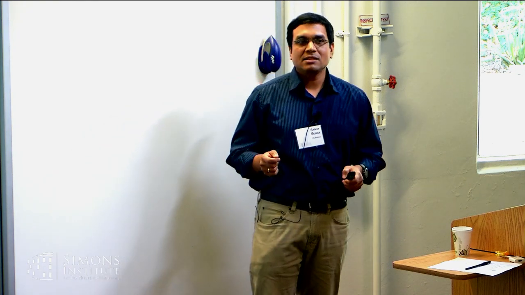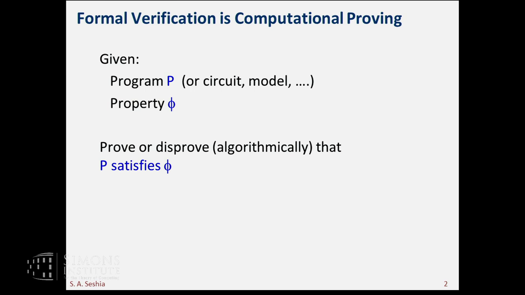Okay, so what is formal verification? Well, basically the essence is it's about computational proof, computational proving. So algorithmic ways of proving or disproving that a program P satisfies a property phi. I'm going to use the term program, but you can think of it as a circuit or a model of a system that has both discrete and continuous components in it. These kinds of things that verification is applied to can be very diverse, but let's think of them as programs that have to satisfy properties in the abstract.